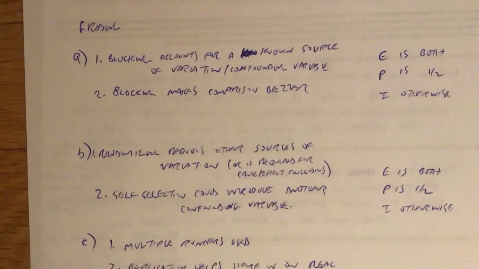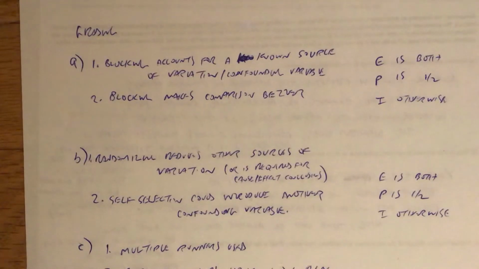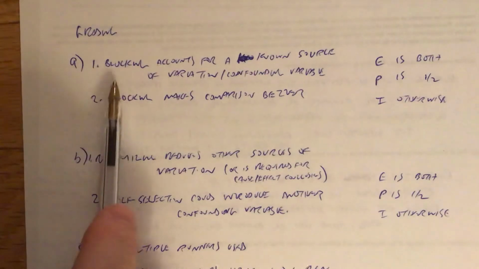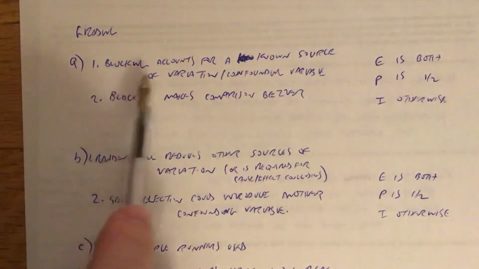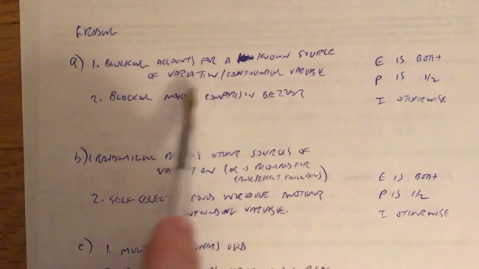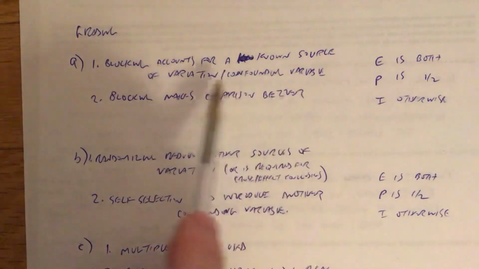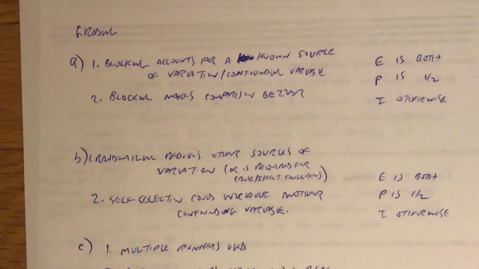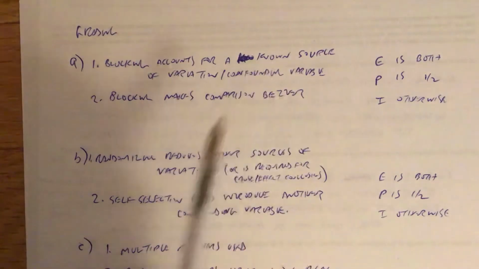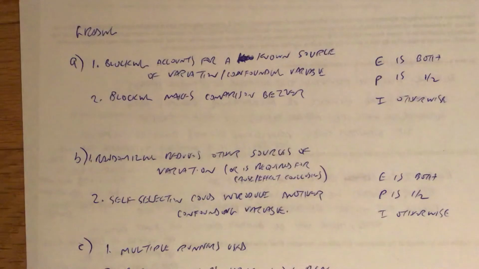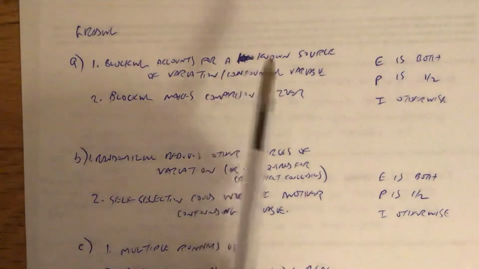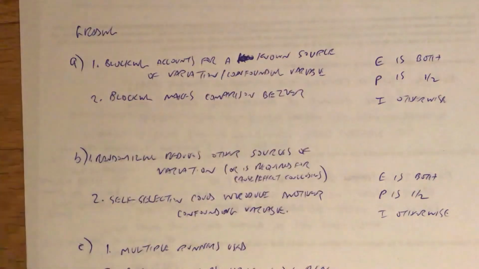So part A, which was about the blocking, criteria number one was to say that blocking accounts for a known source of variation or confounding variable. So we're blocking because there is a known source of variation. We have different levels of runner, right? We have a fast runner and a medium or slow runner. So we block because we don't want that difference affecting the shoe.